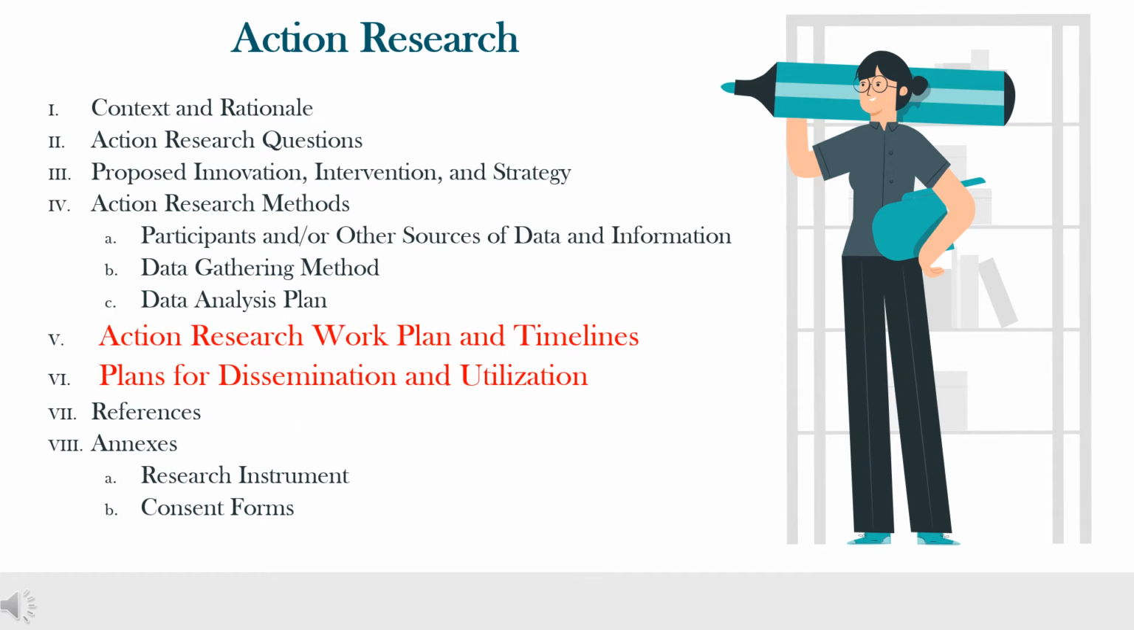Let us again have an overview of the component of action research. So we have here the different component parts of an action research. Our focus is on Roman numeral 5, which is action research work plan and timelines, and Roman numeral 6, that is plans for dissemination and utilization.